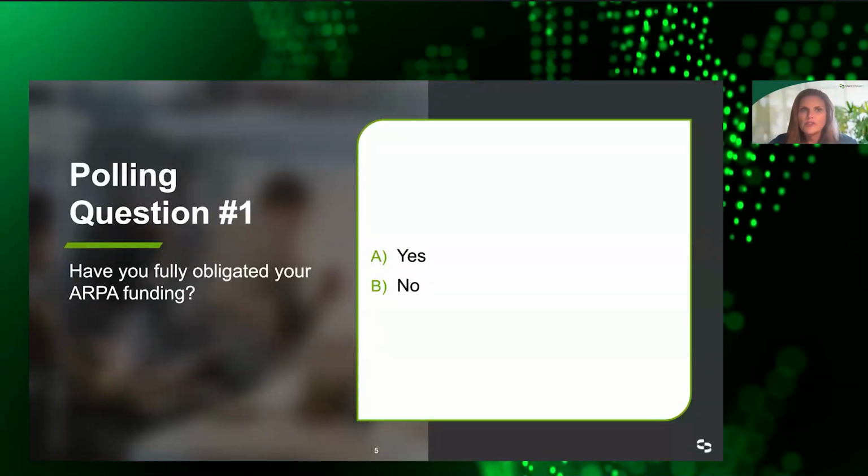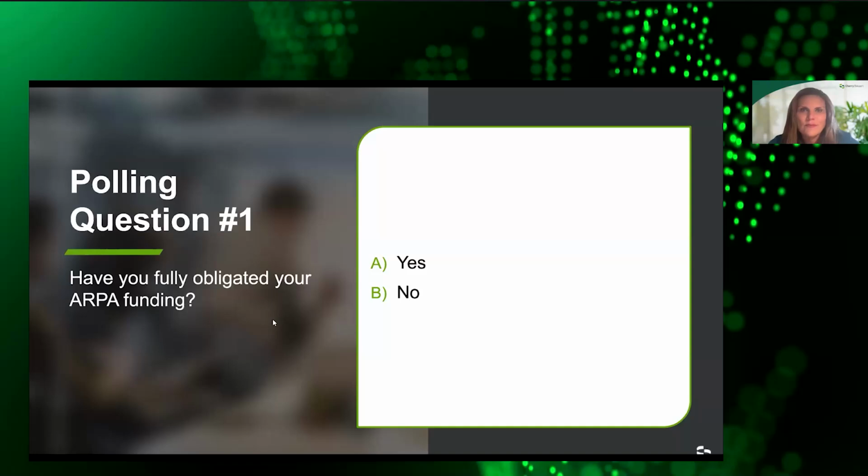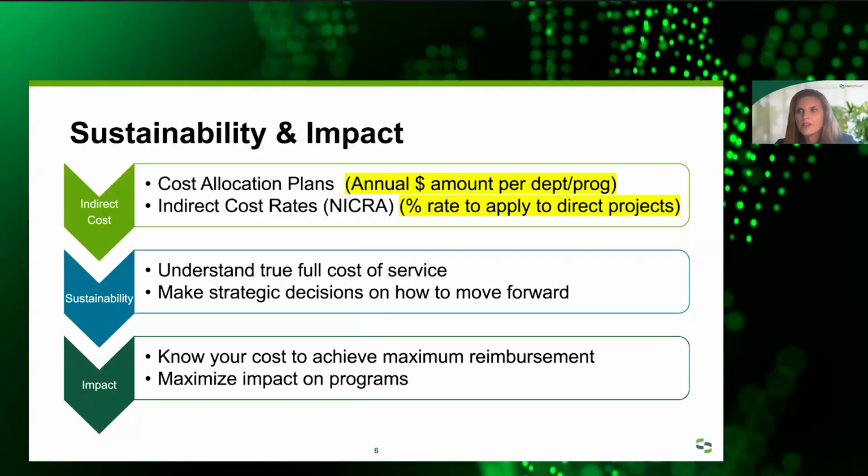So for our first polling question, have you fully obligated your ARPA funding? Yes or no? It's just a question that we'd like to ask. Okay, so this is our result. What we're seeing is 38% said yes, so fabulous job, that's amazing. And then 62% said no. So then hopefully we can answer some questions and help you out through this process. But also for the ones that have fully obligated, there's still opportunities for you to make sure that we can release obligation dates or spend dates, as well as your administrative burden. So we'll go through that process as well.